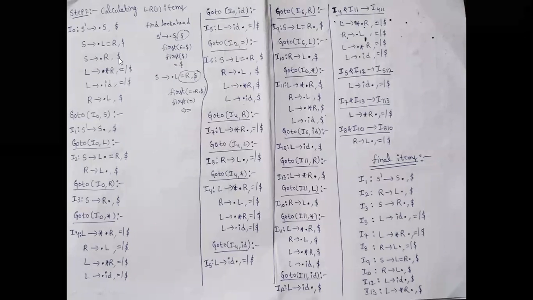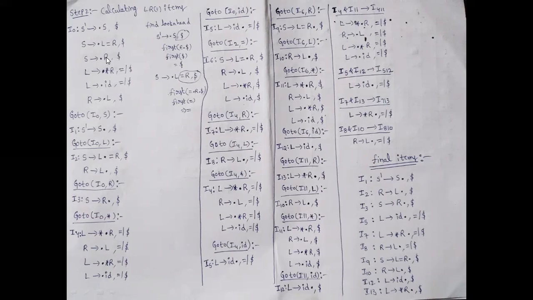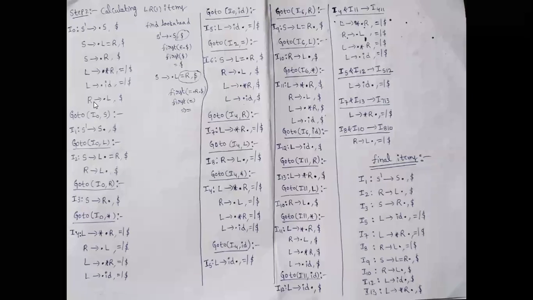So we are considering this statement S produces dot R. So S produces dot R. After the dot we have a non-terminal capital R. Then include the production of capital R. Okay.